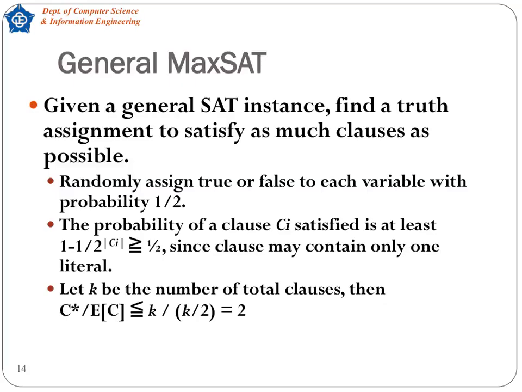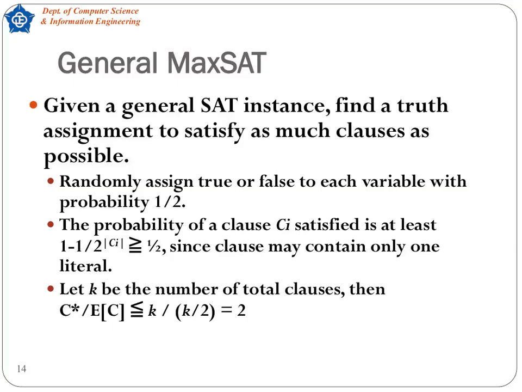Building on our previous discussion of Max KSAT, let's now broaden our scope to general MaxSat. So what exactly is general MaxSat? Given any satisfiability or SAT instance, the core goal of MaxSat is to find a truth assignment that satisfies as many clauses as possible, even if it means not satisfying all of them. Just like we considered for Max KSAT, one straightforward approach to approximating MaxSat is to simply assign true or false to each variable completely at random, with a probability of 1/2 for each.